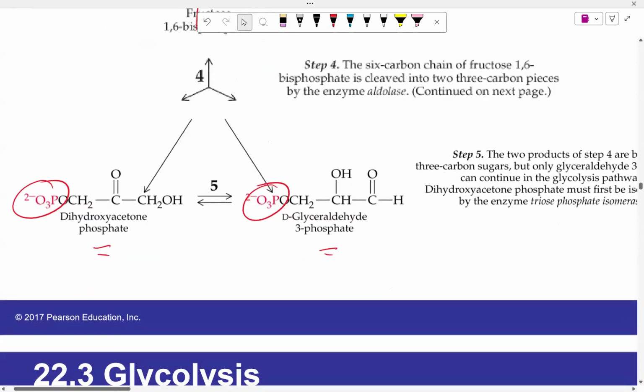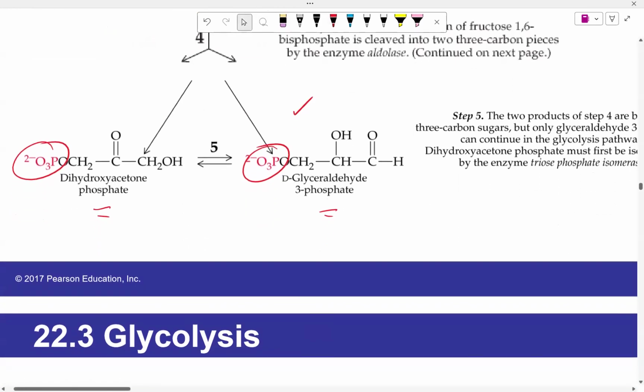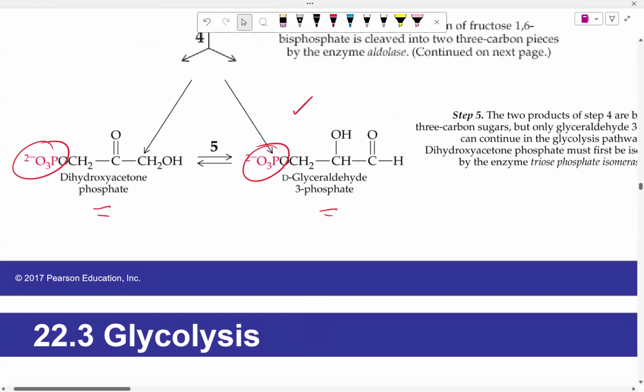Now, there's an issue with the one on the left, the dihydroxyacetone, needs to be converted to glyceraldehyde as well. Because glyceraldehyde, this one here, is the only one that can proceed. So what happens is we have another step here that's going to convert it.